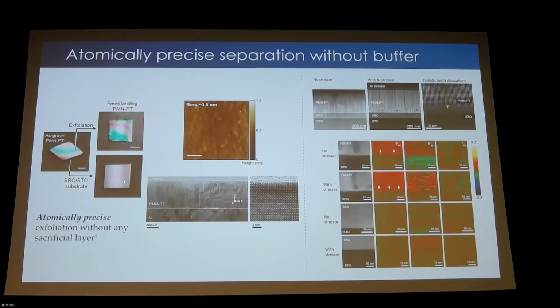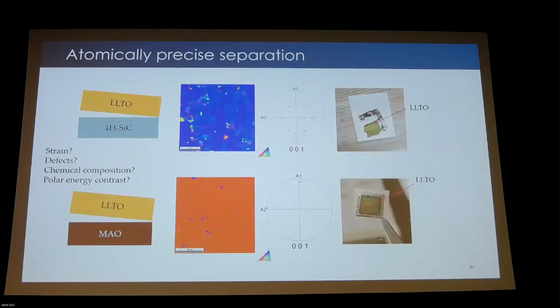first we thought it was due to the lattice mismatch between the PMN-PT and the SRO-STO substrate, but we tried different combinations of materials, and for now we couldn't figure out the exact reason why this is happening. And we also saw this when we grew LLTO. This is lithium lanthanum titanate. This is a battery material, right? And we were able to grow single crystalline or highly oriented LLTO and exfoliated precisely at the interface with the silicon carbide substrate. And also we grew LLTO on MAO and we were able to grow single crystalline films and exfoliate those as well.